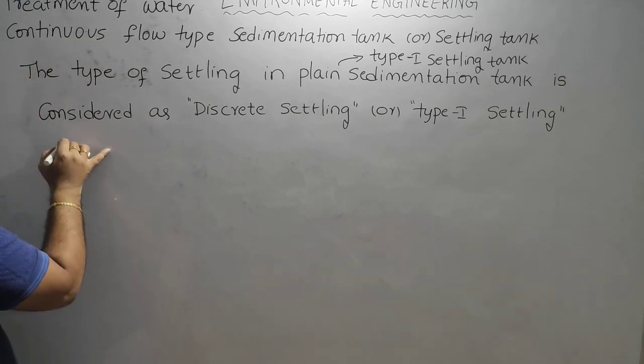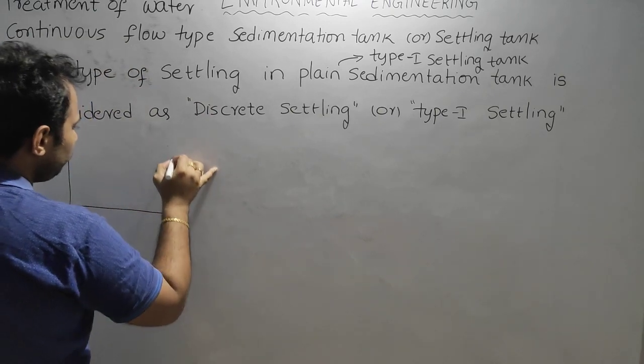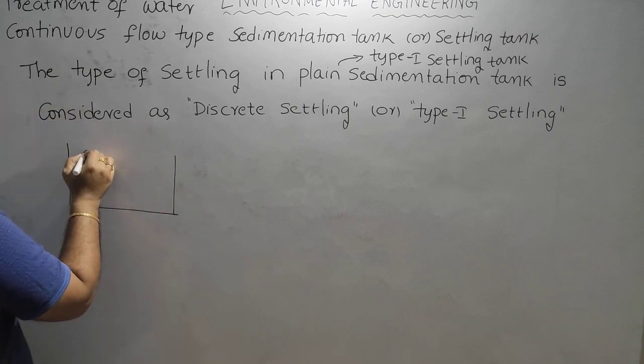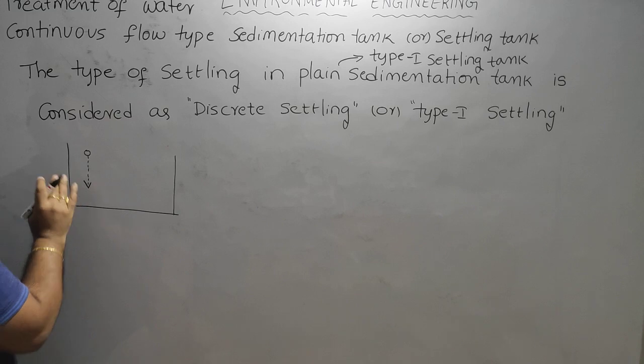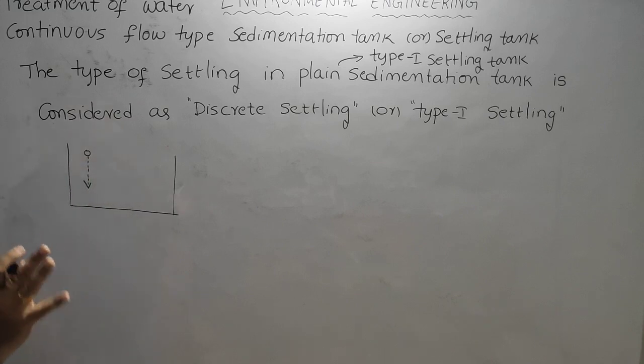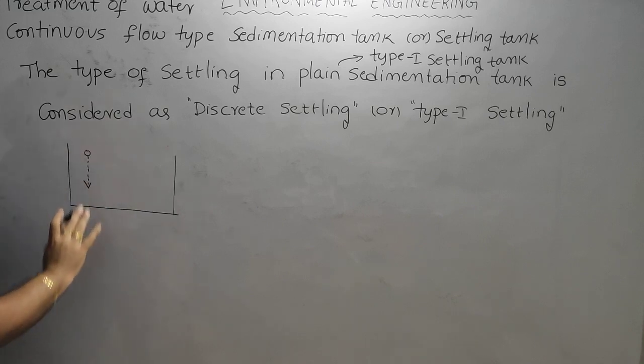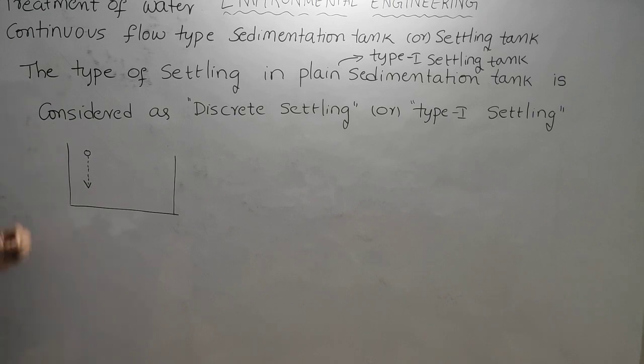So what does discrete settling mean? When a particle is settling in its own path without disturbing any other particle's movement, it is called discrete settling. This is all about the rectangular continuous flow type sedimentation tank. Now let us analyze and design the circular tank, or vertical flow type sedimentation tank.